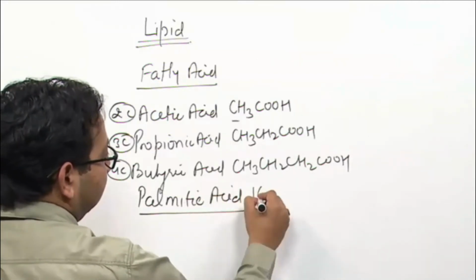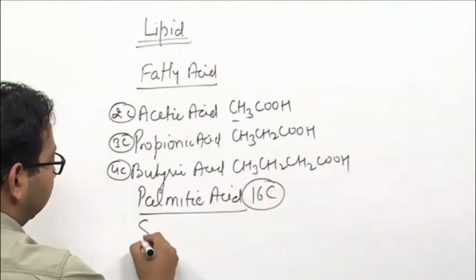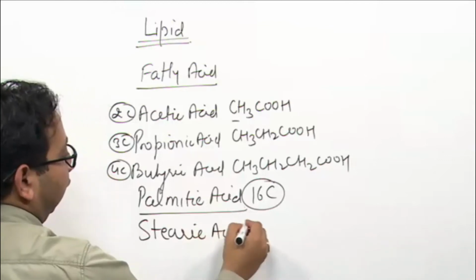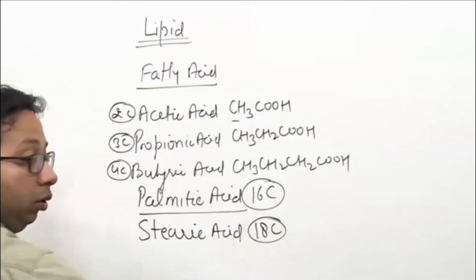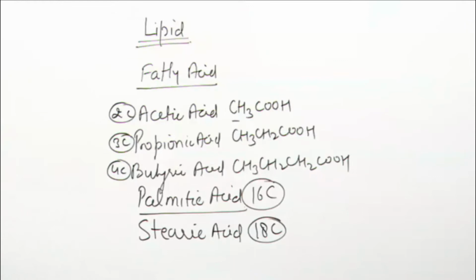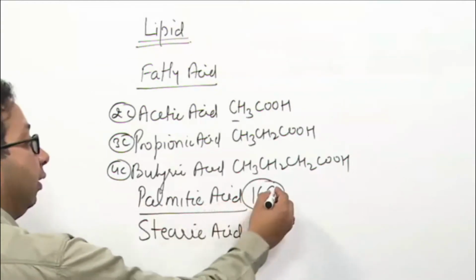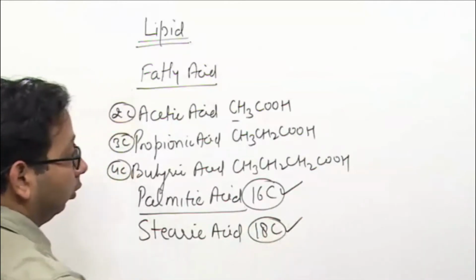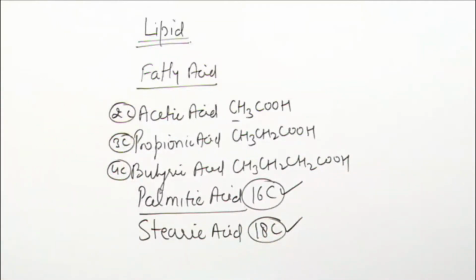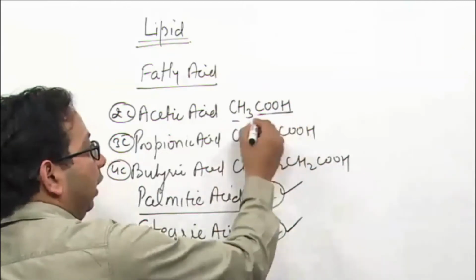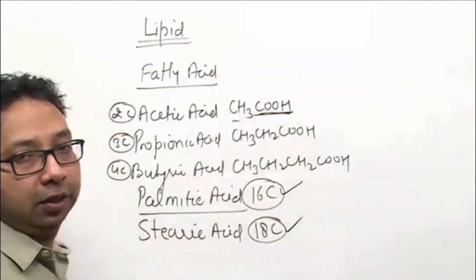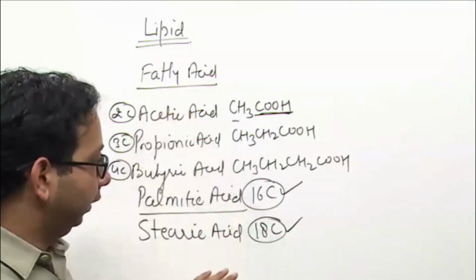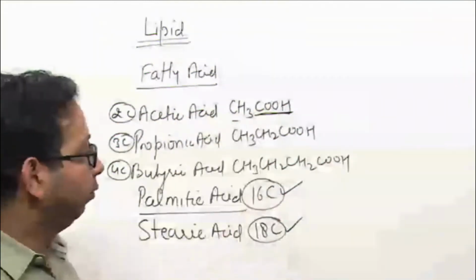Palmitic acid has 16 carbon, stearic acid has 18 carbon. And I told you, if any compound has a carboxylic group, it has which charge? Negative charge. So all these fatty acids may be ionized to acquire negative charge.